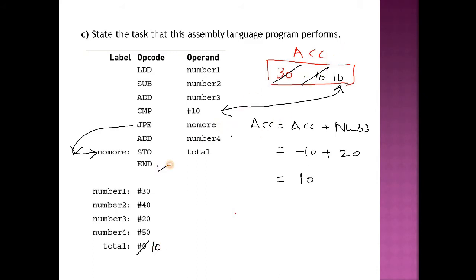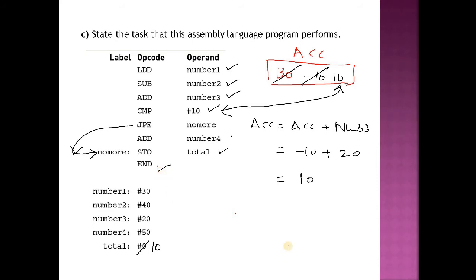It is showing some calculation in which first of all a number is loaded in accumulator, then it is subtracted from number 2, which is 40, then it is added with 20, which is at the place of number 3, then it is compared, then if it is equal to, then it will jump to no more and store in total label, and the program will be ended here. So this is how this program is running.